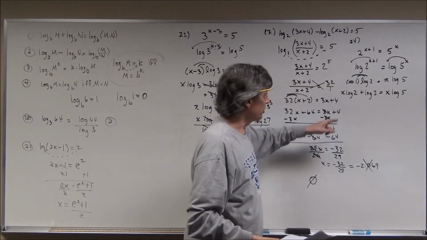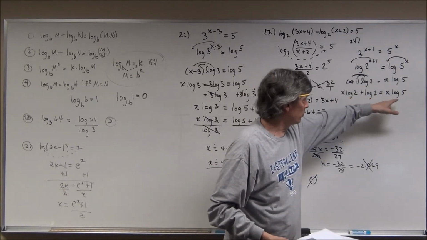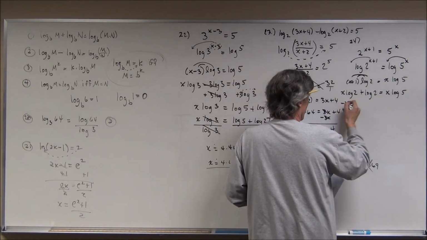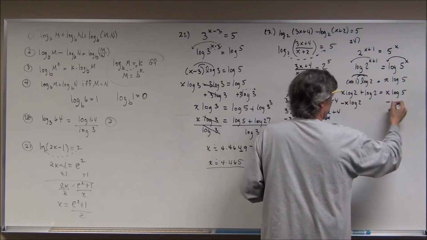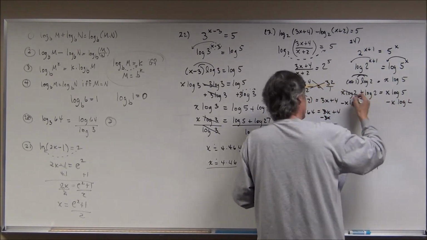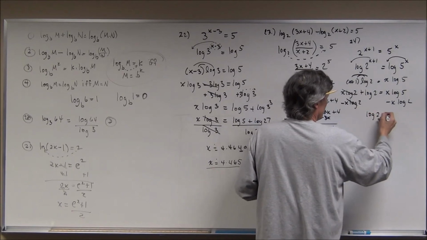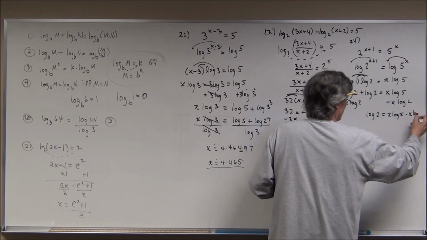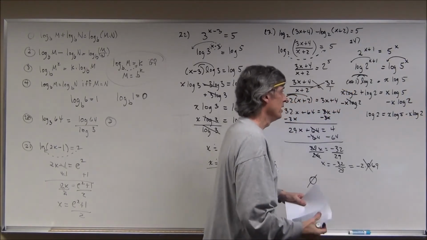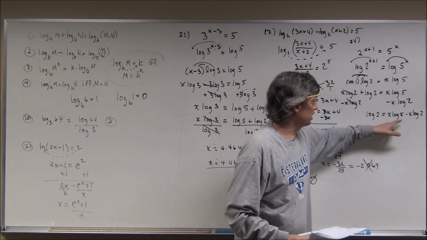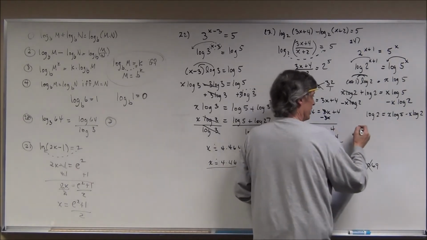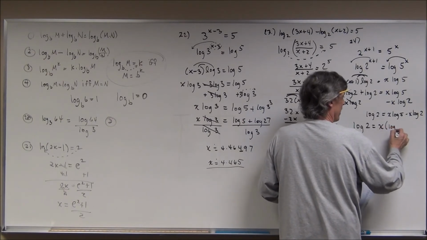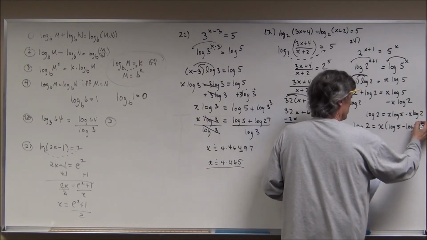Now, I am going to get the variable, which is on both sides, on one side only. So this has got the extra term. I'm going to subtract x log 2 from both sides. I get the log of 2 is equal to x log 5 minus x log 2, the logarithm of 2. I have the variable written twice, but since it's in both, I can factor it out as a GCF. I got log of 2 is equal to x times the log of 5 minus the log of 2.